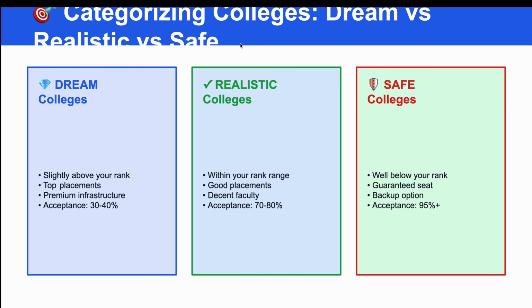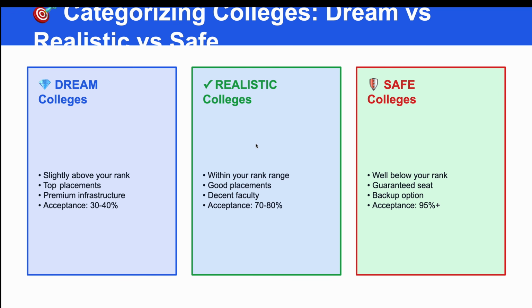Right, done. Now categorizing colleges: dream versus realistic versus safe. In your Web Options you should include at least 3 stages of colleges. First one is dream colleges. What are dream colleges? For example, your rank is X, so for colleges slightly above your rank, if your rank is around 5000, then go for colleges whose cutoff is around 2000 or 3000, because if the cutoff trend changes then you can also get there. They have top placements, premium infrastructure, and acceptance chance is 30 to 40%. So these come under dream colleges as per your rank.